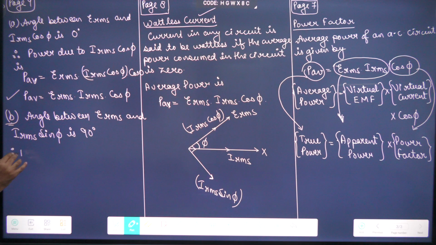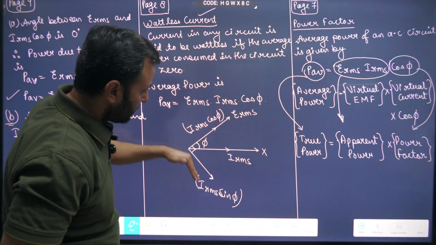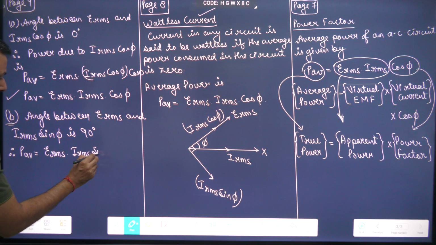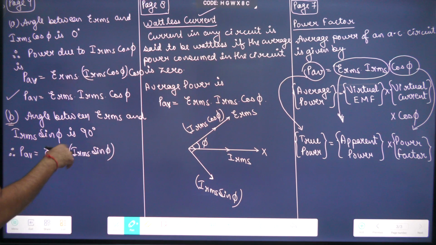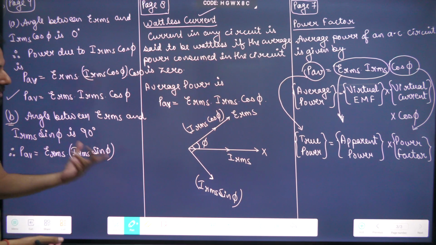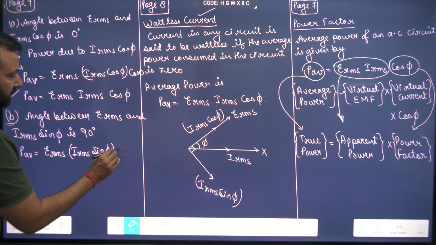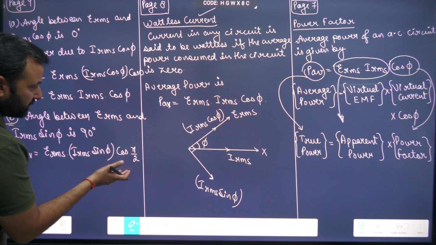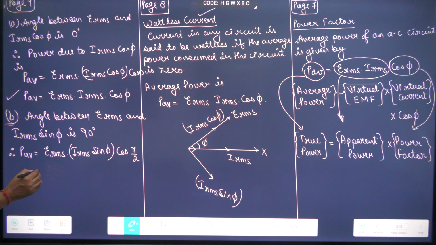Therefore, P average is equal to ERMS into IRMS sin phi. And now what is the angle between this EMF and this current? It is 90 degree. Cos pi by 2. And what is cos pi by 2 equal to? Cos pi by 2 is equal to 0, and 0 into anything is equal to 0. So the average power in this case is equal to 0.